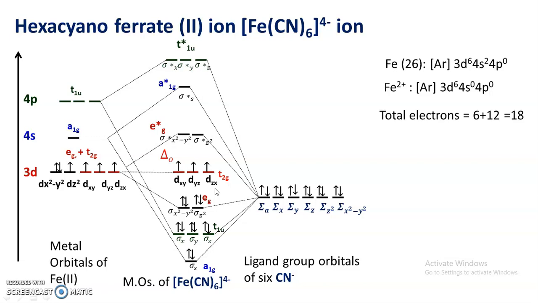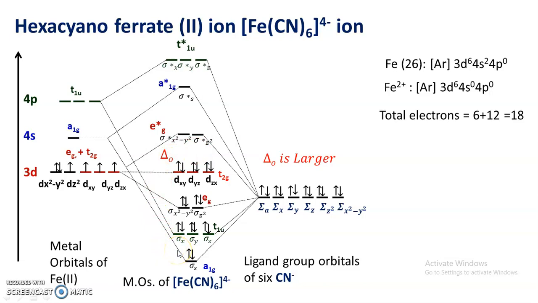Now here, the delta O is larger, and therefore instead of entering the next electron in Eg star, the electron pairs up with the electron of dxy orbital. And this is the 16th electron, then 17th and 18th. Here you can see all the electrons are paired.